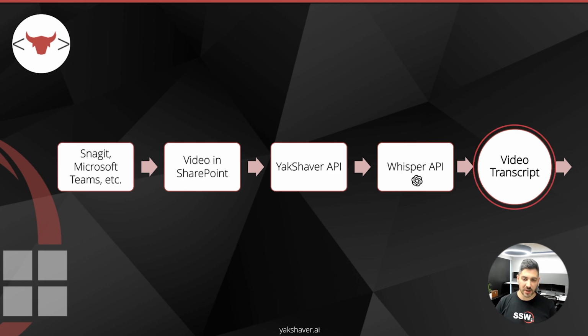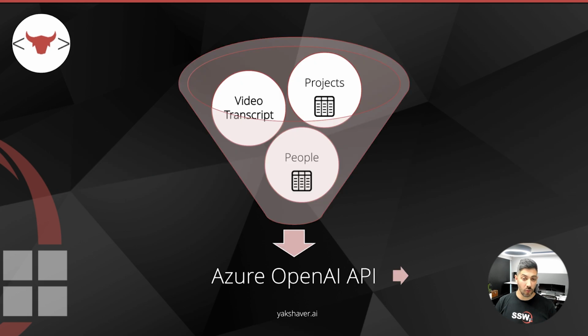So now I've got that text transcript. I put it together with the people who work at that company and the projects that are worked on at that company. I get that information in my case from Dynamics, but that could be from anywhere. Put that together with the video transcript, and we give that to the Azure OpenAI API.